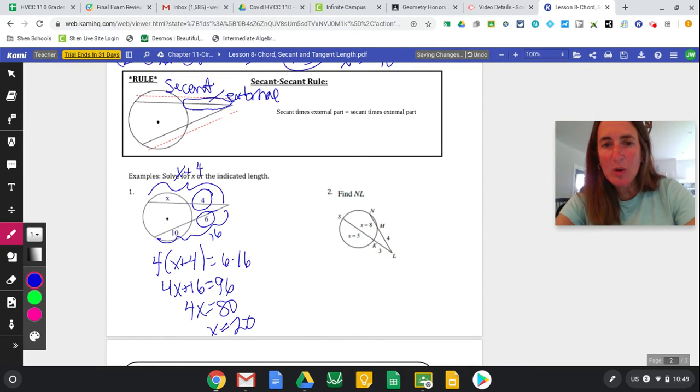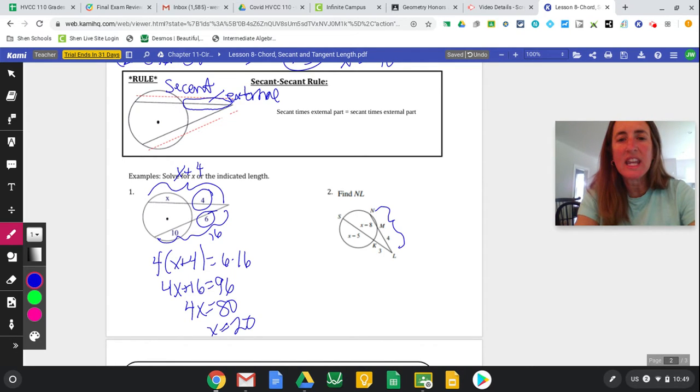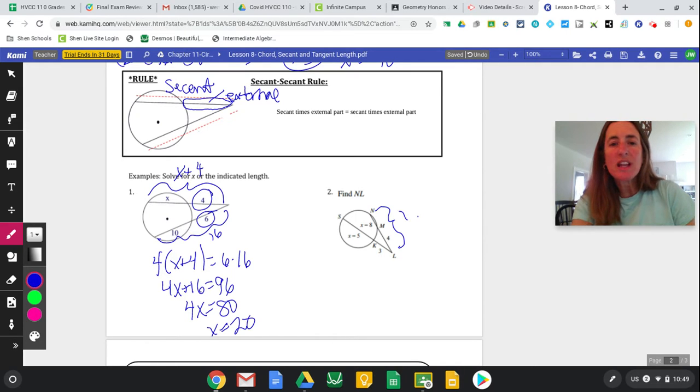On the next one, though, I got a lot of stuff going on. I got to figure out the whole secant on the outside. Well, part of it's x minus 8, and then the other piece is 4. So really, that's x minus 4 for its secant. On this side, I have x minus 3, or x minus 5, sorry, and a 3. So that's really x minus 2 for its whole secant.